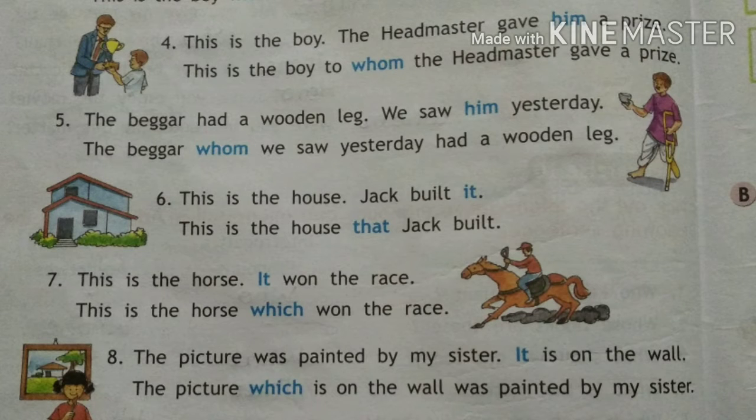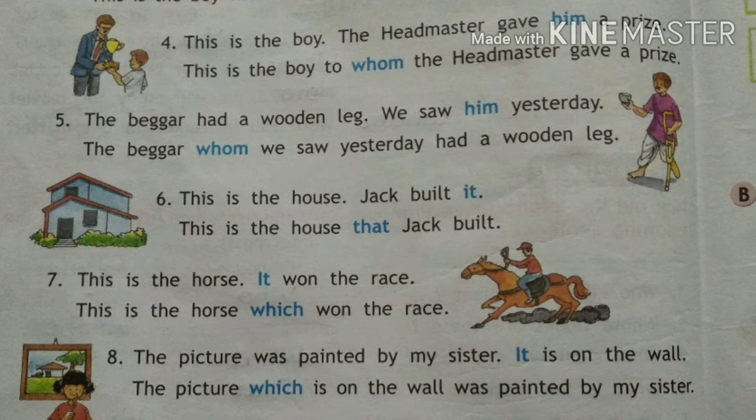Fourth sentence: this is the boy. The headmaster gave him a prize. So this sentence we join with a relative pronoun whom, and we read it as: this is the boy to whom the headmaster gave a prize. So here again whom is doing two things. First of all, it is joining both the sentences, and it is also used for the noun boy that goes before it. So before whom is the boy, and that is the noun about whom we are talking. So the relative pronoun that we are using is joining both the sentences and talking about the noun boy.